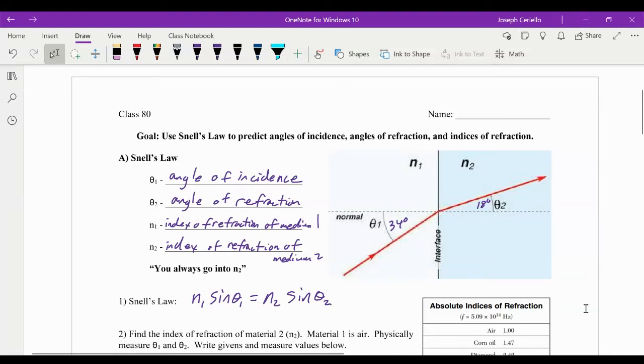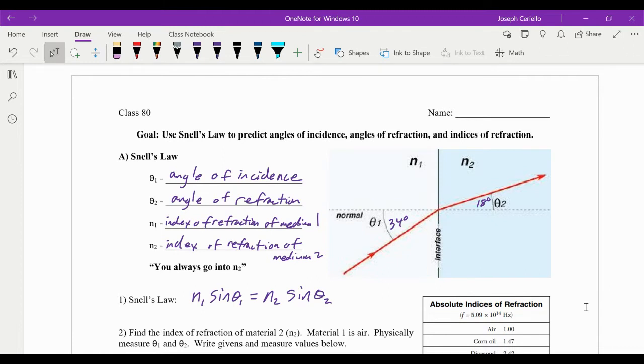Right. Class 80, we are going to start using Snell's law to predict angles of incidence, angles of refraction, and indices of refraction. Basically, Snell's law is an equation we use to calculate and predict at what angles light will refract, or to use the refraction to predict the indices of refraction.